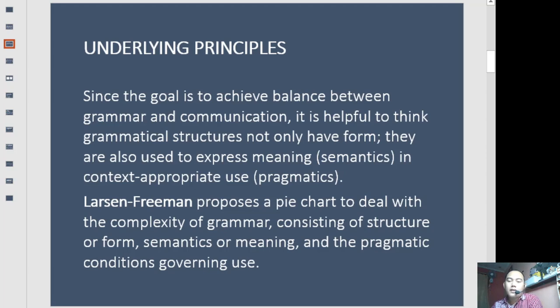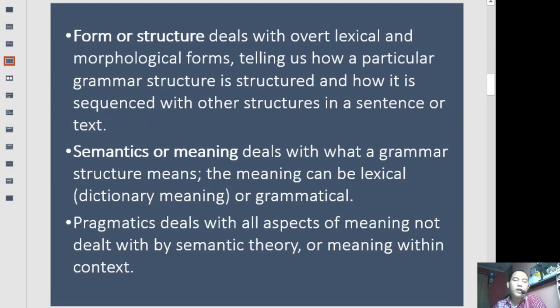pragmatics. Larsen-Freeman, 2002, proposes a pie chart to deal with the complexity of grammar, consisting of structure or form, semantics or meaning, and the pragmatic conditions governing use. The arrows connecting each wedge of the pie with another illustrate the interconnectedness of the three dimensions. Thus, a change in any of the wedges will have repercussions for the other two.